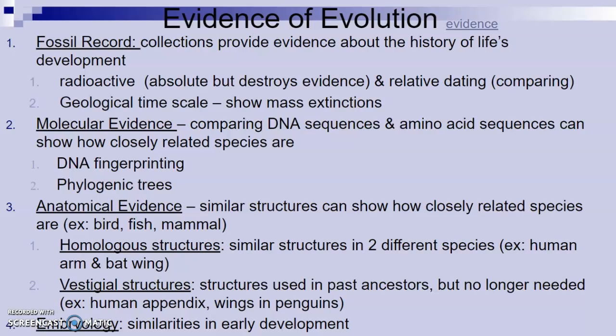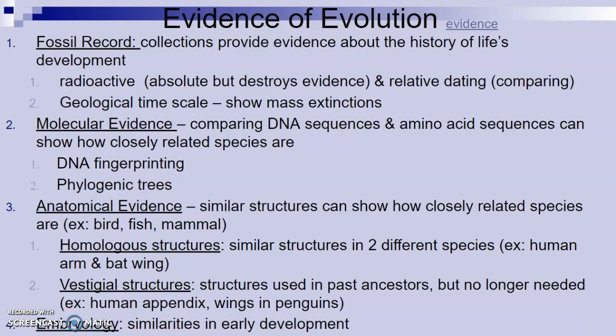We can look at the fossil record via radioactive evidence. If it's absolute, it will destroy the evidence. So we try not to use absolute evidence, but we can use relative dating. And that's simply comparing where one species is in comparison to another. The lower of the two species, of course, would probably be the oldest. And we have a geological time scale that shows mass extinctions.